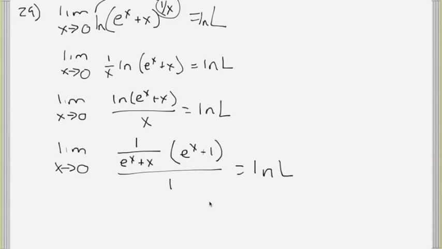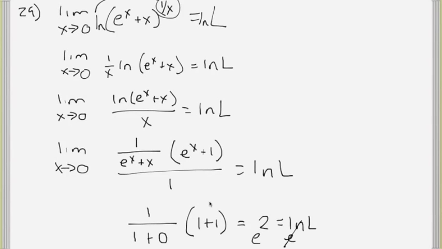If I plug in 0 now, I've got 1 over 1 plus 0 times 1 plus 1, which gives me 2. And that is the ln of my answer. So to undo the ln, we use a base of e, so e squared is our answer.